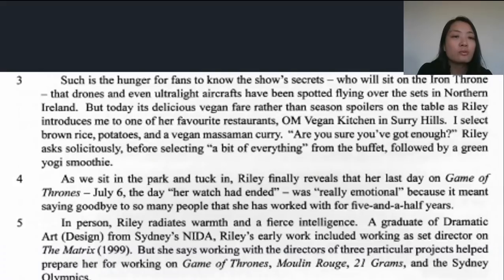Okay, let's continue. So such is the hunger for fans to know the show's secrets. Who will sit on the Iron Throne? That drones and even ultralight aircraft have been spotted flying over the sets in Northern Ireland. Wow, so here we can see that the fans are so hungry to know what's going to happen at the end of the final season that they even send drones to fly over the set to spy and see what will happen.